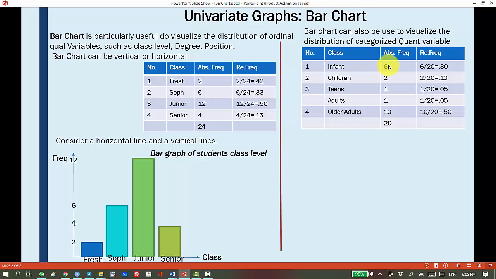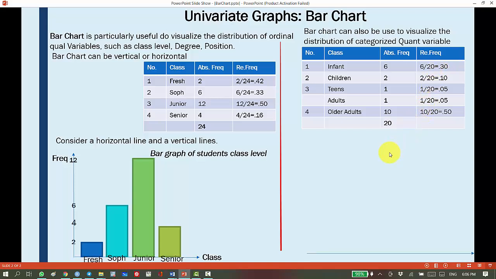6 of them were infant, less than 1 year old. 2 of them were children between 1 and 11. 1 of them was a teen between 11 and 17. 1 of them was an adult between 18 and 64, and 10 of them were older adults above 65 years old. In total, we have 20 of them. In this column, we have the relative frequency or the percentage of each class.